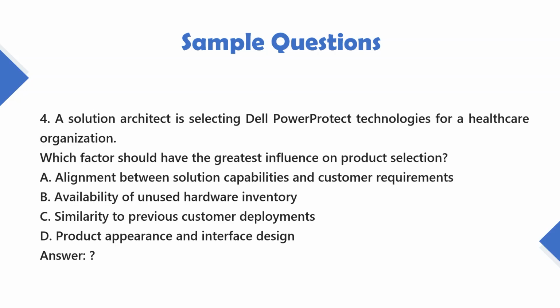4. A solution architect is selecting Dell PowerProtect technologies for a healthcare organization. Which factor should have the greatest influence on product selection? A. Alignment between solution capabilities and customer requirements. B. Availability of unused hardware inventory. C. Similarity to previous customer deployments. D. Product appearance and interface design.